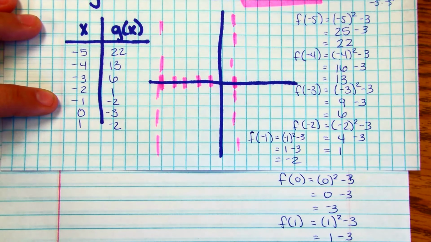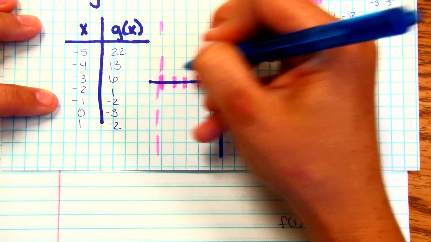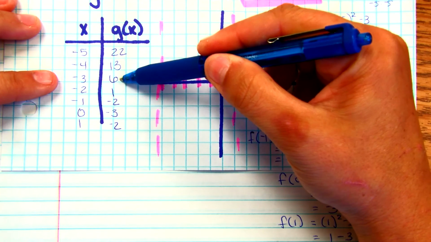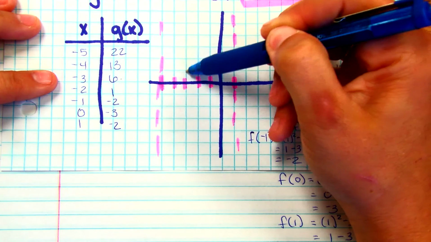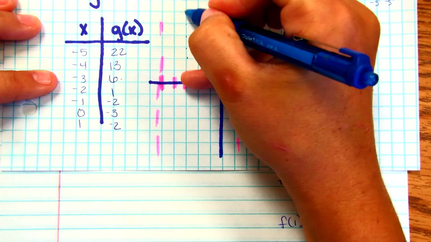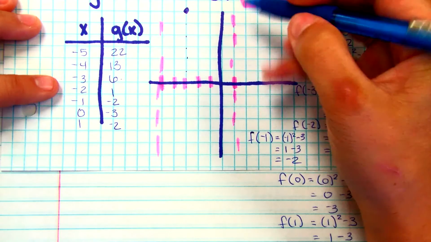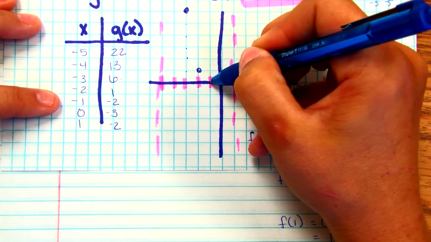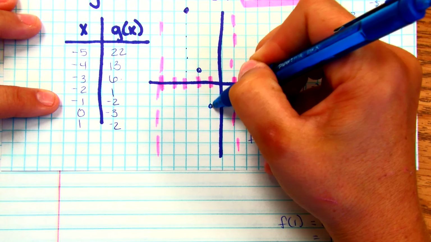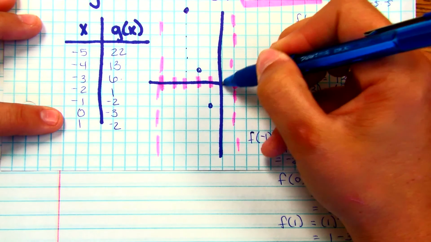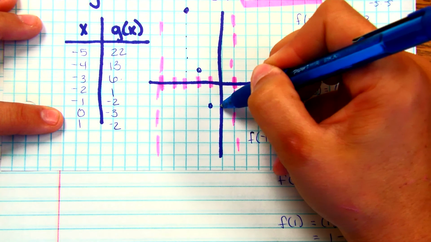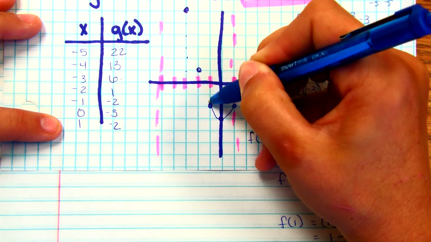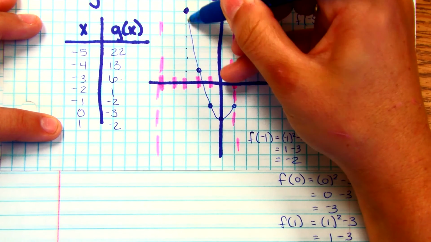So I'm going to go ahead and graph this. So negative 5, 22 is way off of my graph. I think the first one I can graph is negative 3, 6. I just drew my graph too small. Negative 2, 1. Negative 1, negative 2. 0, negative 3. And then 1, negative 2. So your graph should look like a parabola, or at least part of it, and look something like that.